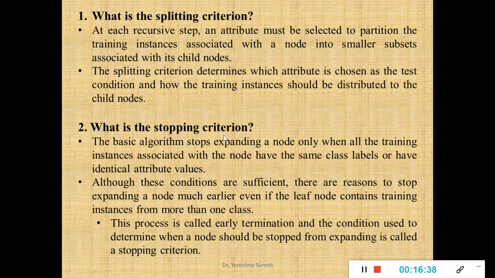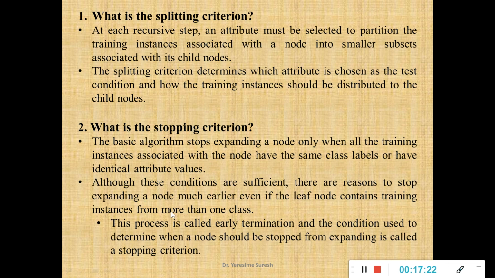What is the stopping criteria? Stopping criteria is nothing but the termination condition. When to stop? The basic algorithm stops expanding a node only when all the training instances associated with the node have the same class labels or identical attribute values. That means from my training data set, if there are 10 instances, all the 10 instances, their respective attribute values and the class labels have been considered, then I'll stop. Else, if I find a leaf node, then also I'll stop training my decision tree.